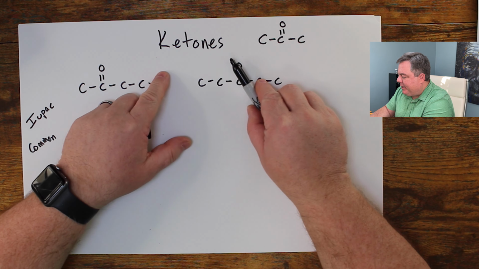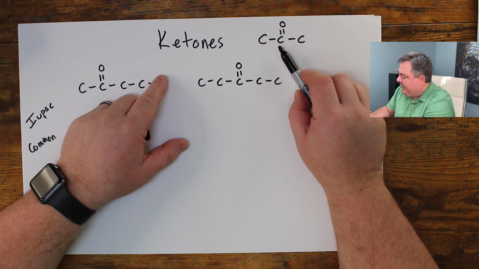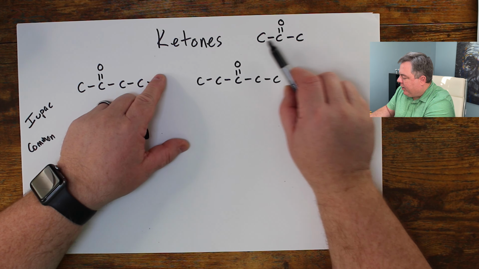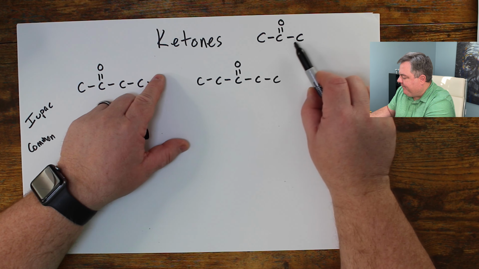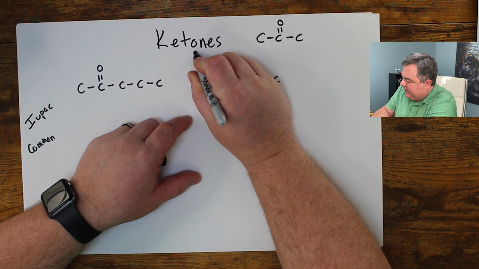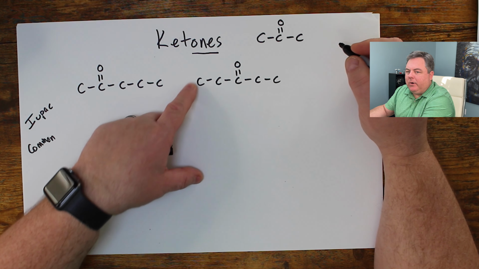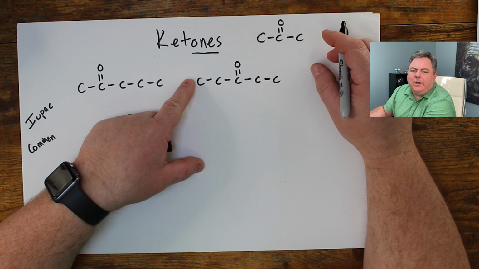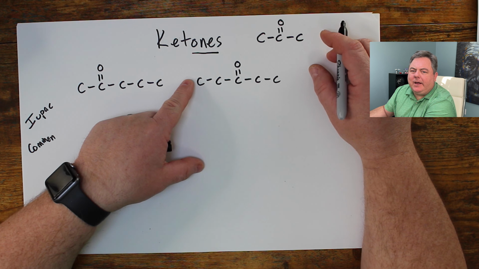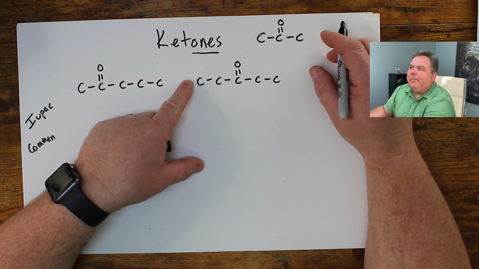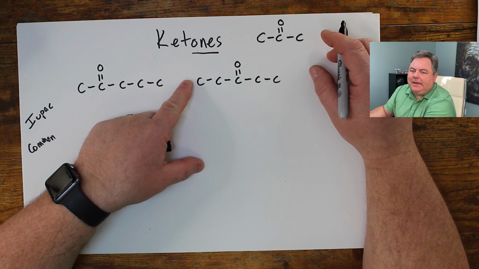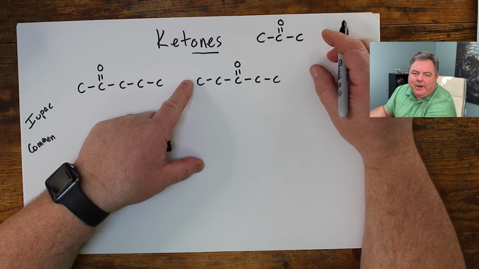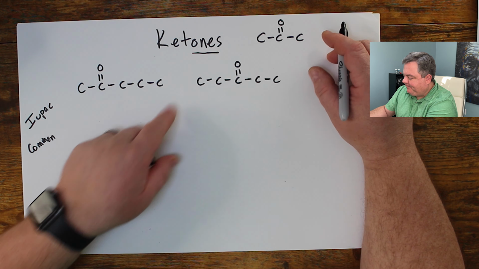So ketones, you'll remember, are compounds that have a carbonyl with a carbon on each side of the carbonyl. And ketones end in "-one", the "-one" suffix. So in your body, it might be testosterone or the chemical acetone. If you hear "-one" on the end, that's a ketone.